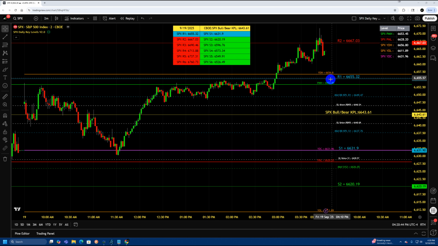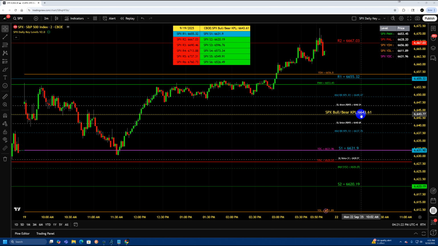As I stated before, the levels come out at 9:30 a.m. at the market open. Your bull bear key price level is your main bull bear pivot for the session. It serves a couple of different purposes. One is to give you an overall bias of where price action is for today's session. If it's above the bull bear key price level, then it's bullish. If it's below, then it's bearish.